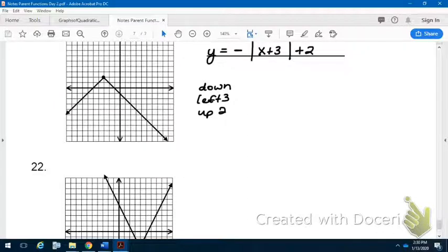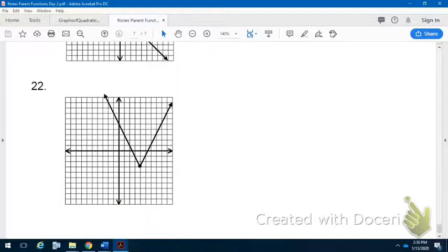Okay. Then we're going to go up. Is that the last one? 22 is the last one. All right, so this one opens up, but it shifts down 3 and over 1, 2, 3, 4. So it's down 3 and right 4.